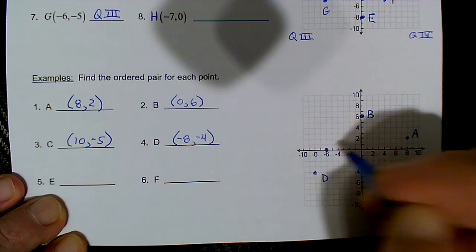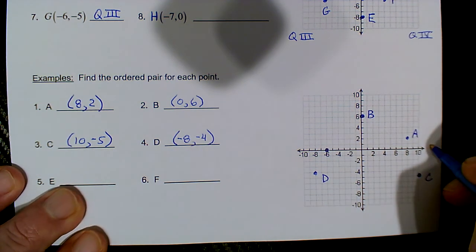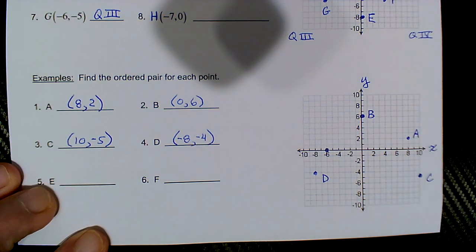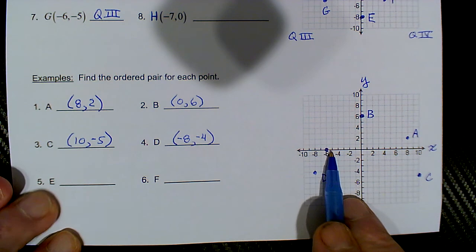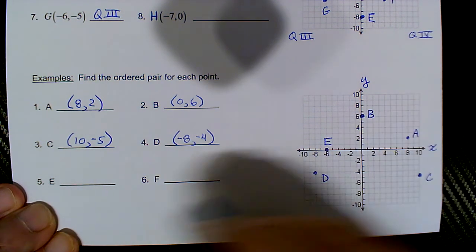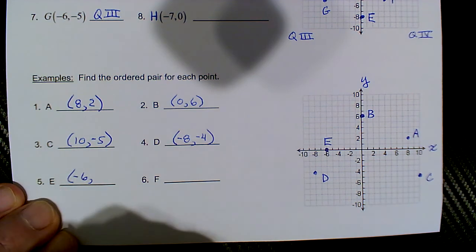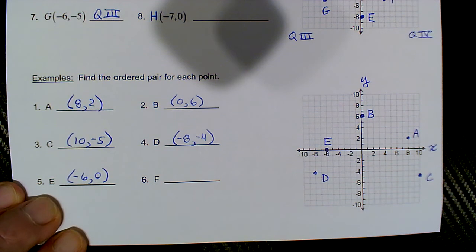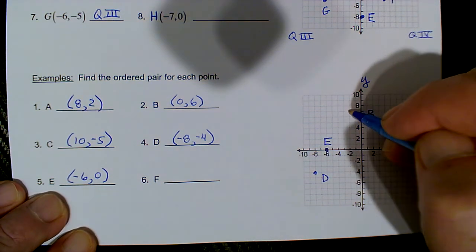Let's go right here. Okay, now we're on, oh, look at this, I forgot to label the axes. Should have labeled the axes, x and y. Okay, so now in the x direction, -6. So I'm going to call that point E. So in the x direction, -6. And in the y direction, we aren't moving vertically at all. That's 0.